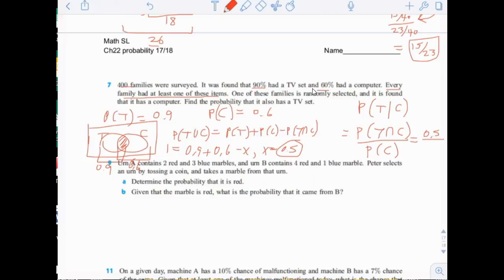Okay, so basically we used two important formulas. We used the conditional probability formula, which is that the probability of the two events intersected is divided by the probability of the event that has already been given. And then we use the addition formula here, which is that the union of the two events is equal to the probability of the two events separate minus the intersection. Okay, so using those two, we were able to figure that out.